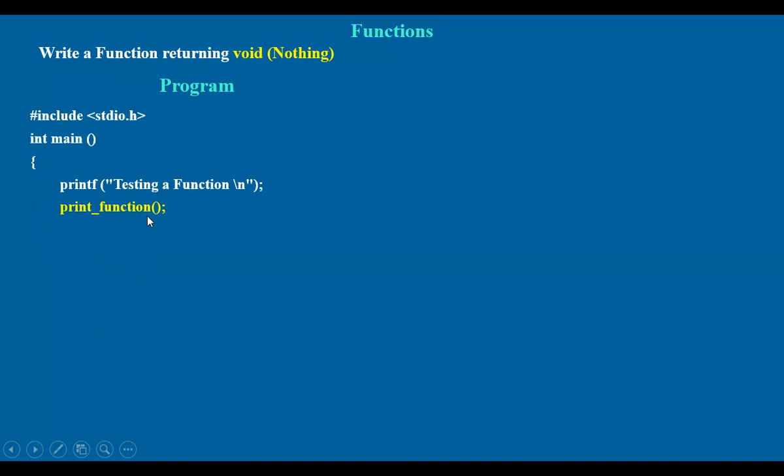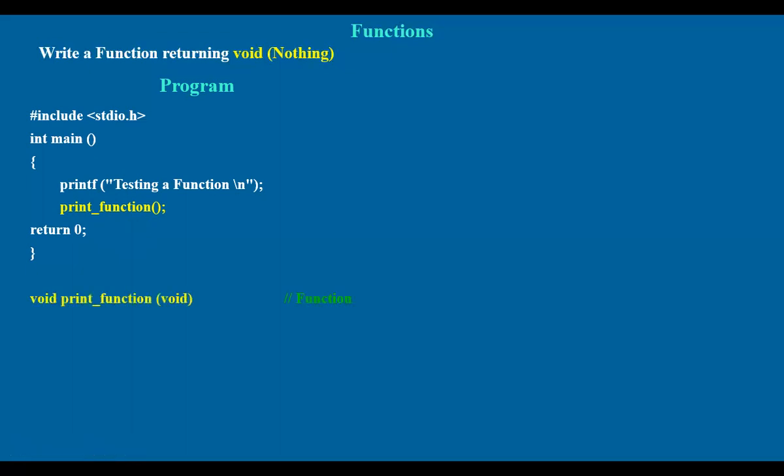Print function is the function name, and it is not taking any value. We need not give any value here. So we are not mentioning any value, just giving the name of the function and completing it. That's it. This is our main program. Now we have to define what this function is and what are the steps involved in it.